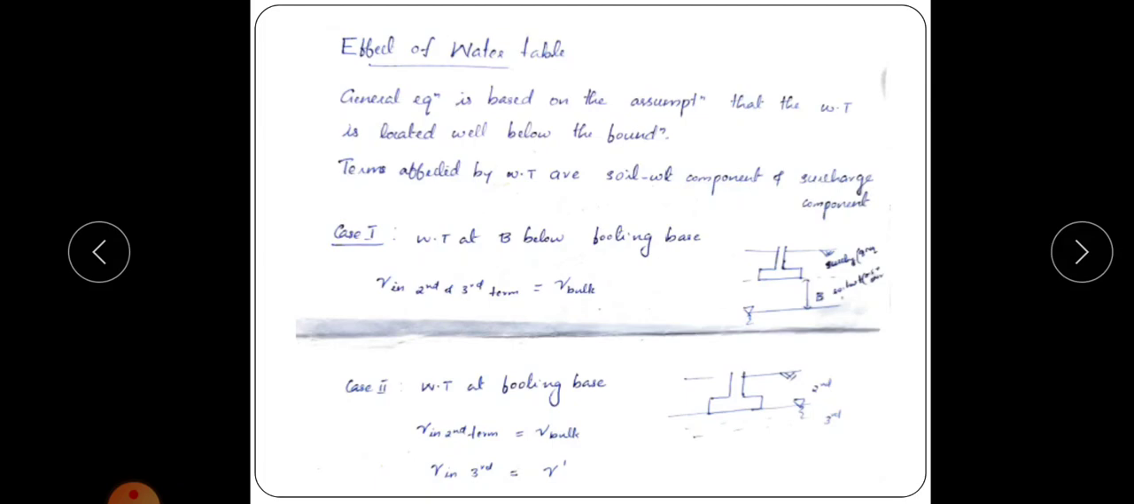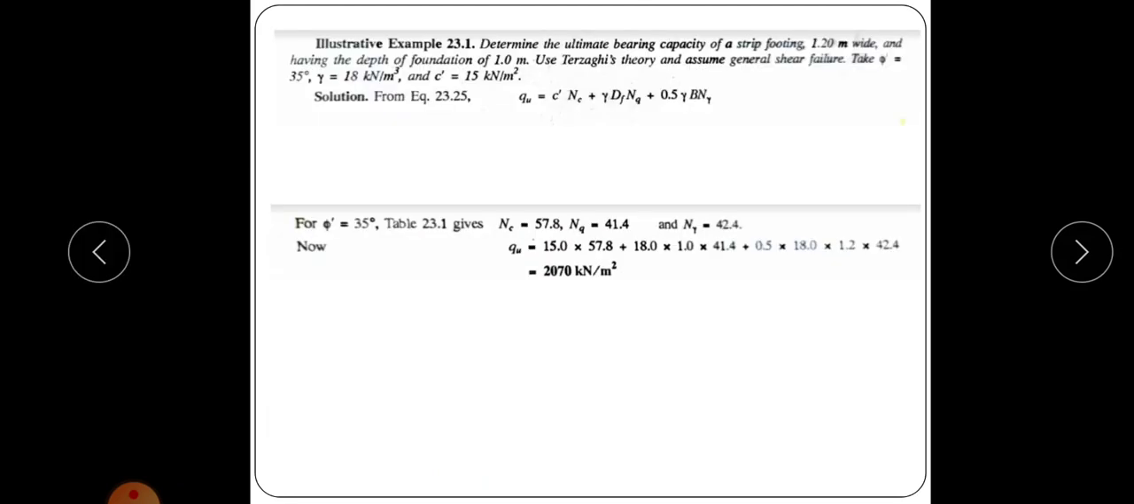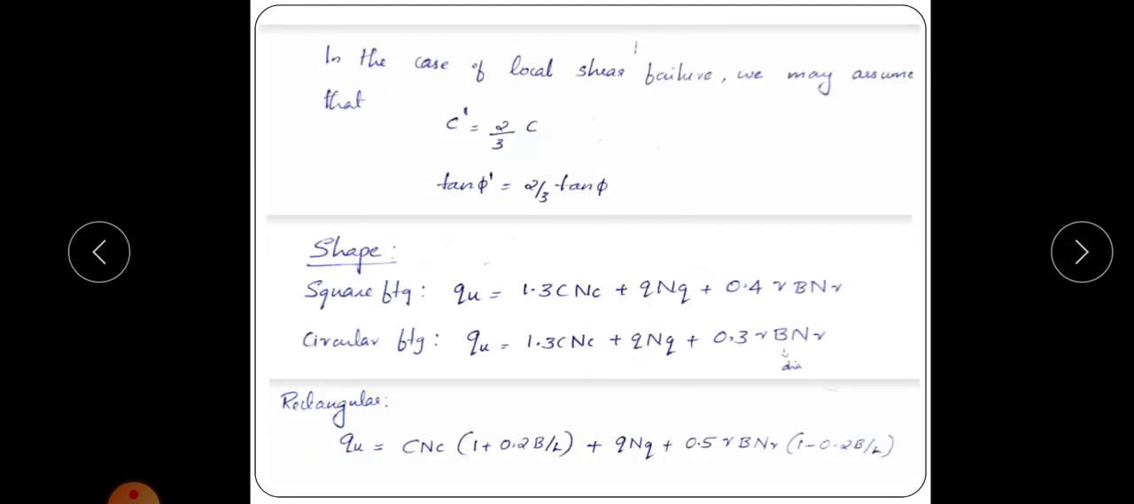In the previous equation, the general equation of bearing capacity, for a square footing it is qu = 1.3 c Nc + q Nq + 0.4 γ B Nγ. So here there are three components. The first is the cohesion component, the second is the surcharge component, and the third is the unit weight component.